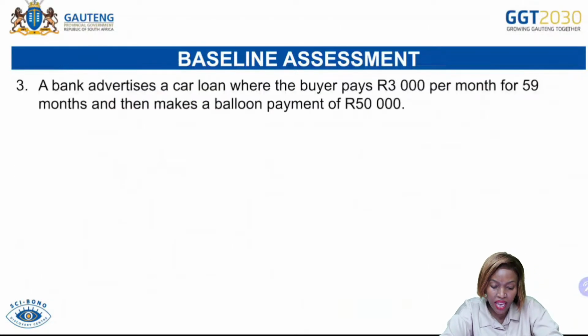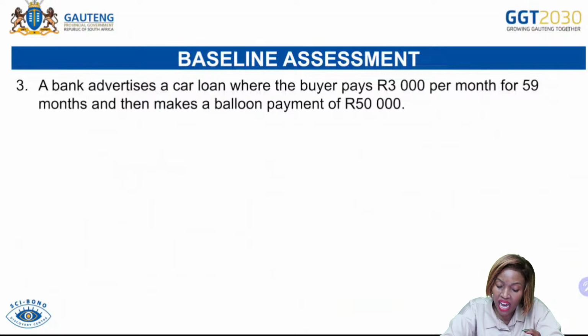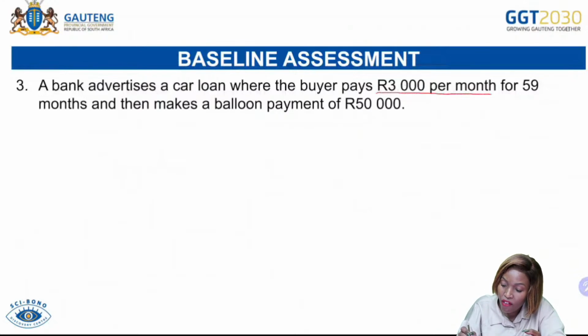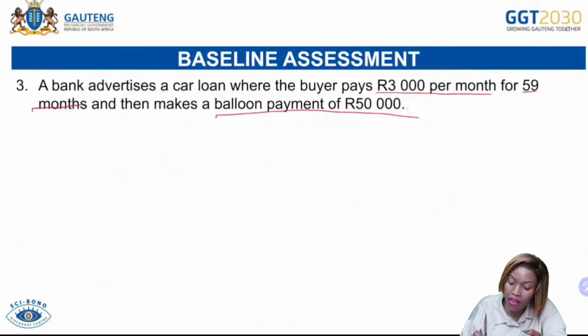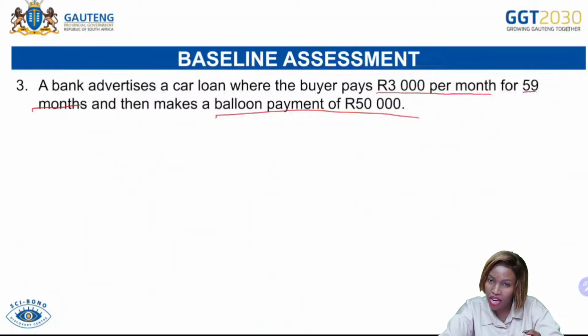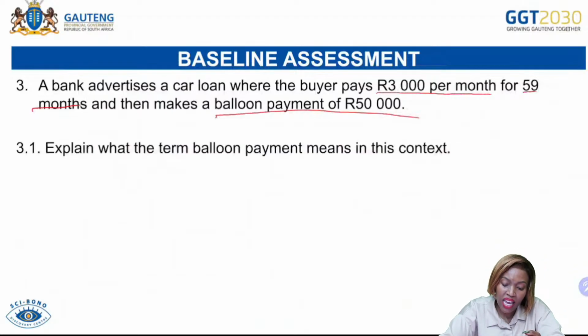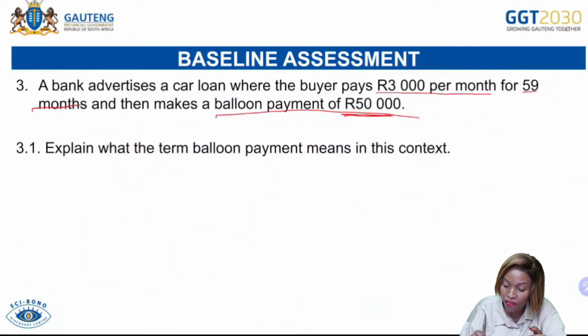The third question, a bank advertises a car loan where the buyer pays 3,000 rand per month for 59 months and then makes a balloon payment of 50,000 rands. Explain what the term balloon payment means in this context. So this person bought a car and obviously they couldn't afford the original installment. So the bank said, okay, it's fine. You can take a lesser installment, but then you will have a balloon payment of 50,000 rand.